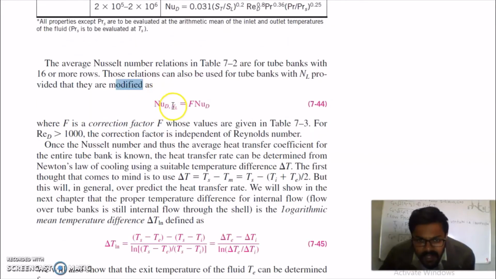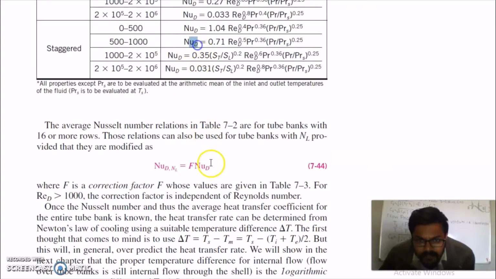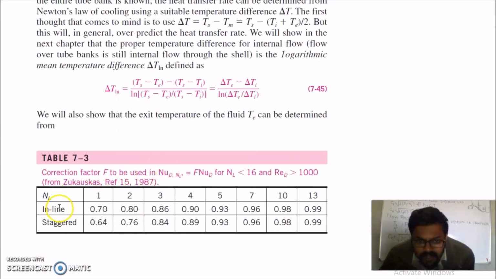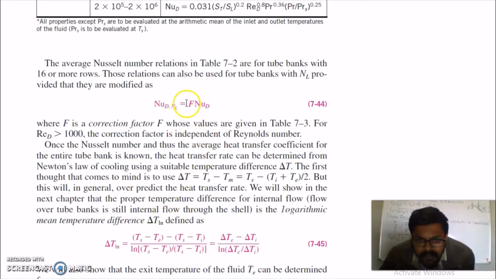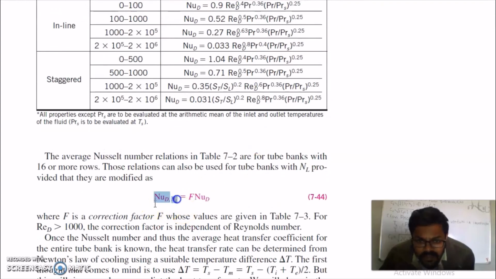So if you have NL tubes, you can find the Nusselt number with the help of this table, but you have to multiply by F, where F is called the correction factor, whose value is given in the table. So these are the values of correction factor F for inline and for staggered. When your NL is less than 16, you can use this correction factor and put the value here, using this Nusselt number for which NL is greater than 16. You can find this value.